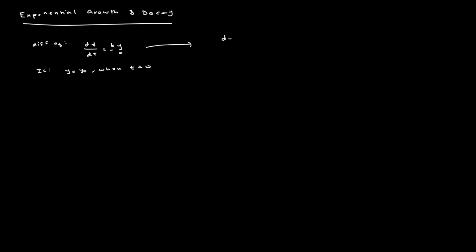We can bring dy over y equal to k times dt, and then take the integral of both sides. On the left side, we get ln of the absolute value of y, and on the right side, we end up with k times t plus c. Now I want to get y by itself, so I'm going to raise e to the power of both sides. I'm left with the absolute value of y on the left side, equal to e to the power of kt plus c.